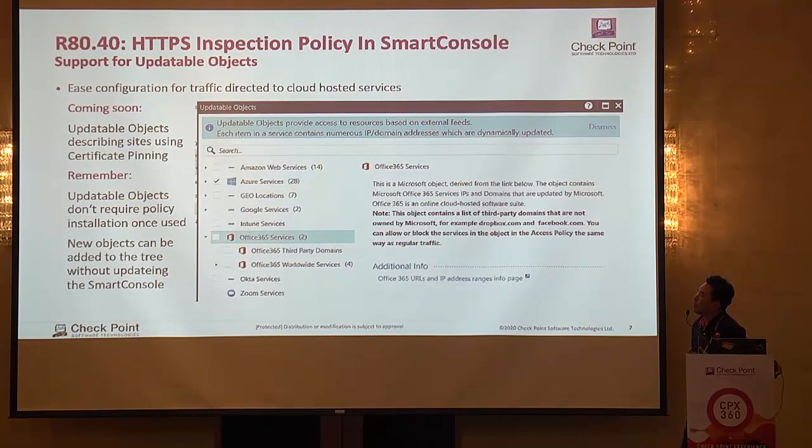So this talks in more detail about the updatable object. As I said, the object is created by Check Point, so everything is updated from our database. You don't need to configure the IP address or the URI. Everything is done by our cloud services. What you need to do is just add the object in the policy, in the access control policy or in the HTTPS inspection policies. Very simple.